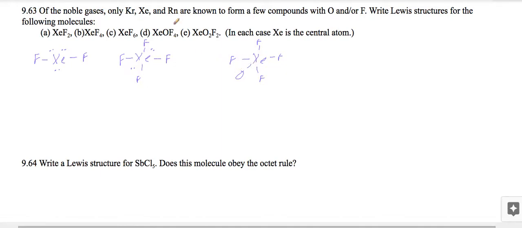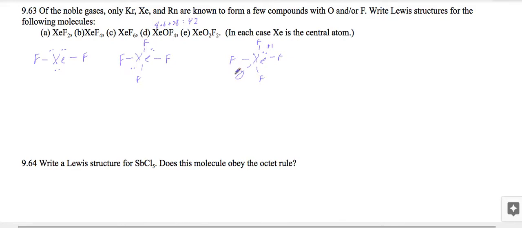Let's do the actual math on this one here. We have 8 plus 6 plus 28. That gets us 14 plus 28 equals 42. And if we go through here, we have 8, 16, 24, 32, 40. So I need to have 2 electrons there. And let's see if that's how we like our formal charges. So we have 1, 2, 3, 4, 5, 6, 7 here. So we have a positive 1 formal charge on the xenon.